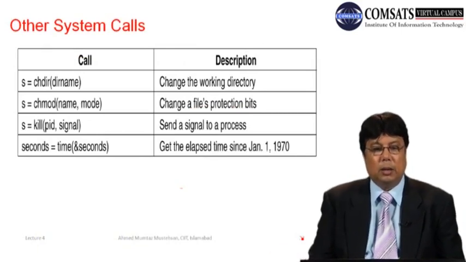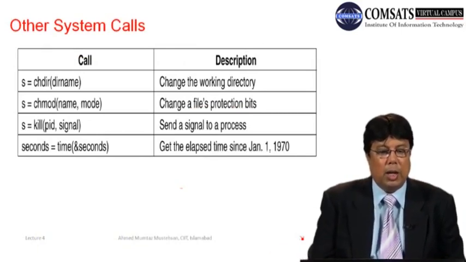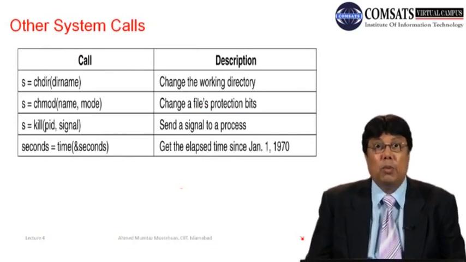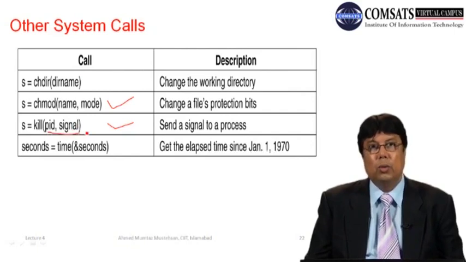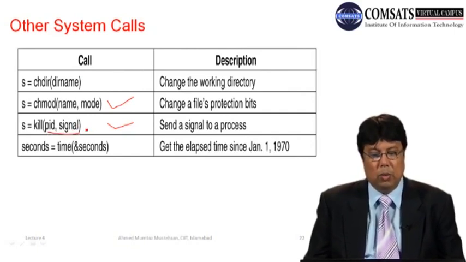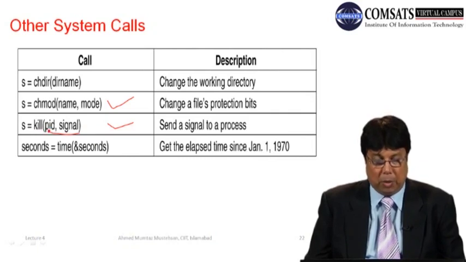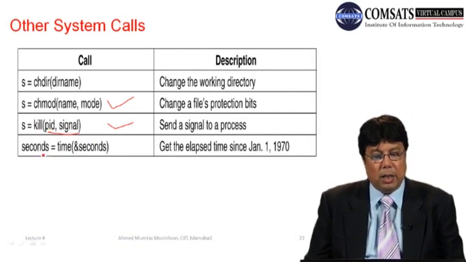There are some other system calls, for example change directory, change mode. This change mode is the one I told you about, where you can set the mode; this is its system call. Kill, PID and signal: you can send a signal to a process, for example, to delete the process or do something else if you want. Seconds is equal to time, address in seconds: if you want to find out the total time since 1st January 1970 in terms of seconds.